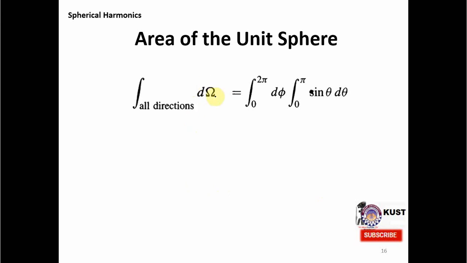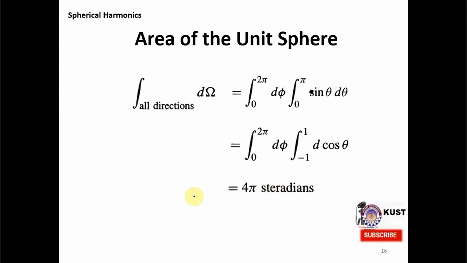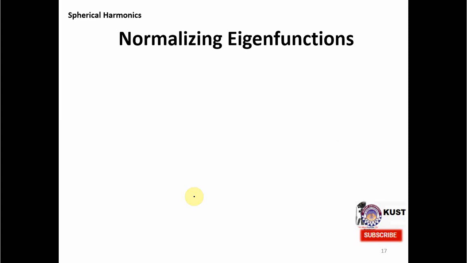As you know, if we integrate over d omega in all directions, this integral will have 2 components: the integral over d phi and the integral over d theta. The d theta integral can be simplified this way. You can think of how sine theta d theta could be put equal to d cos theta, and the limits will change as well. If we do this, the two integrals give 4 pi steradians, where steradians are the units for the solid angle. So now we can normalize using this information.